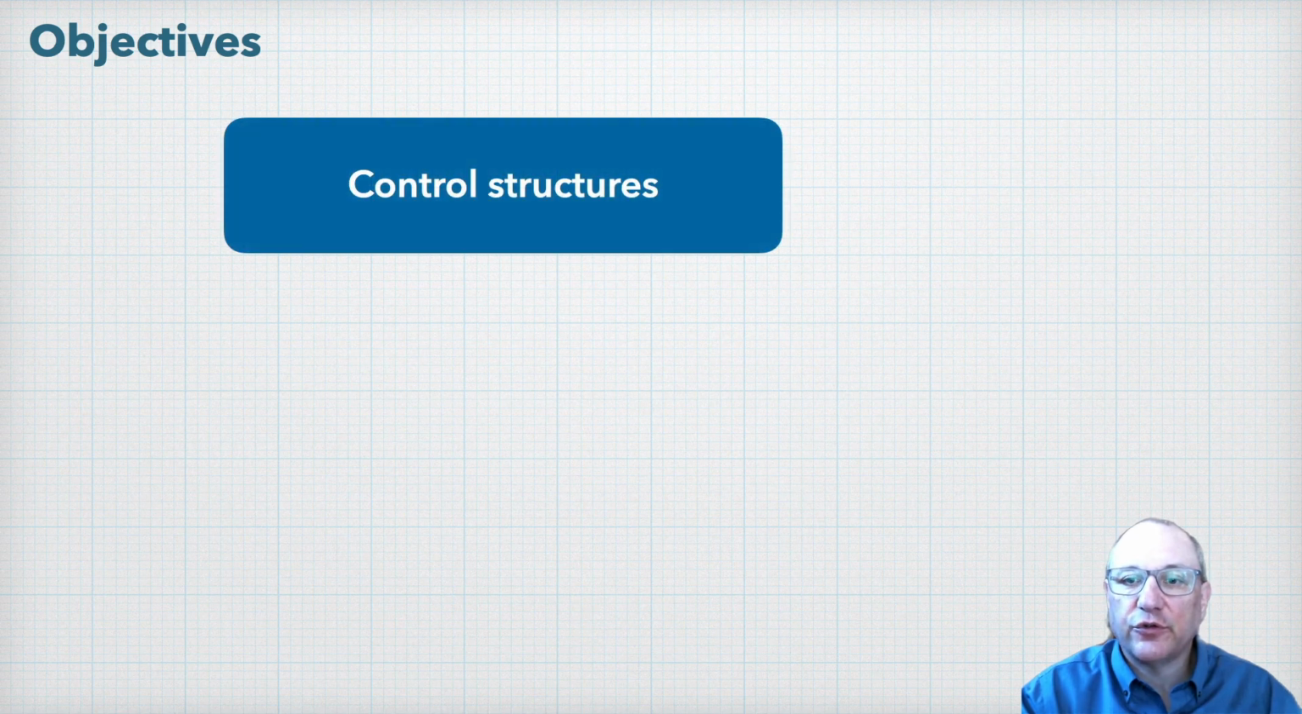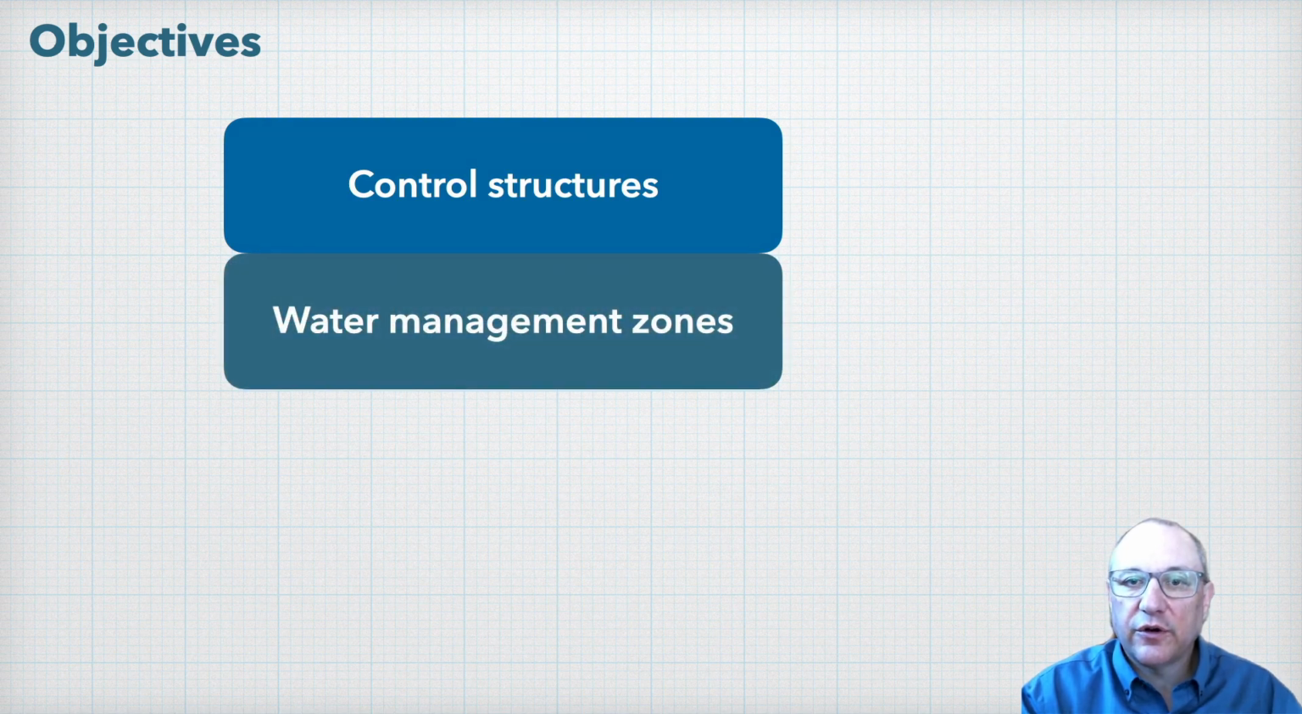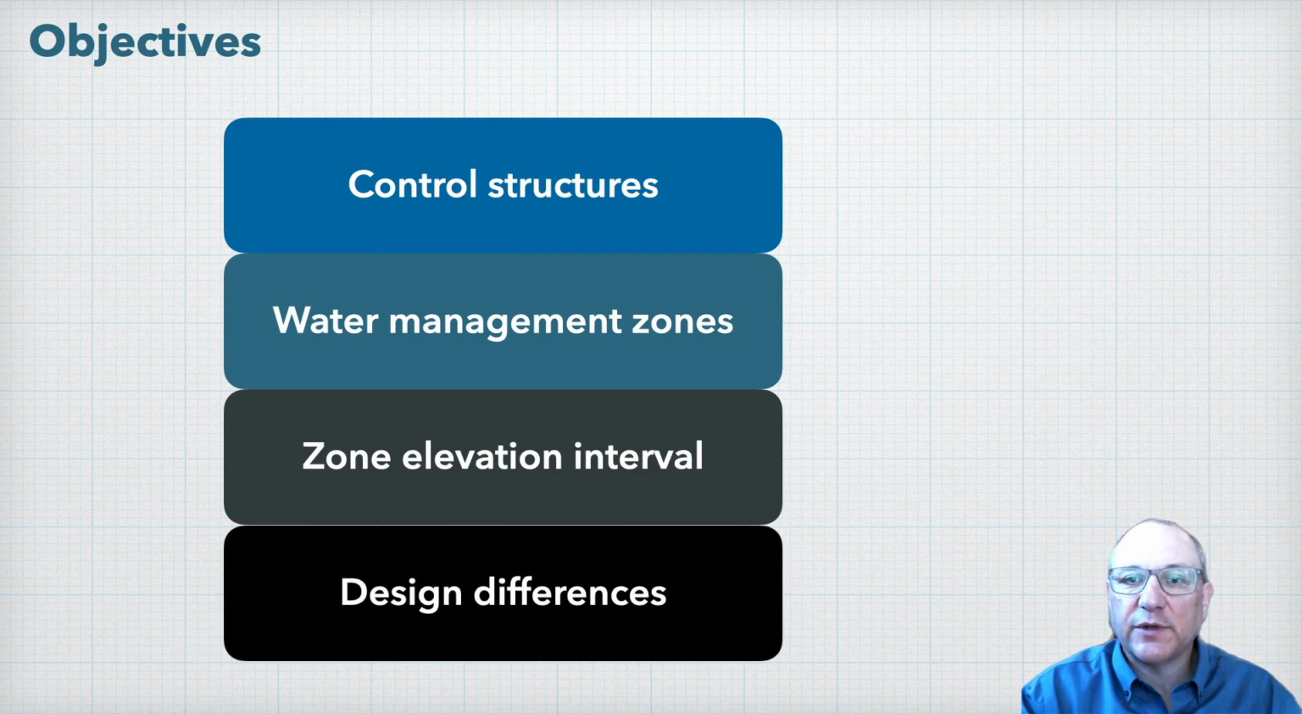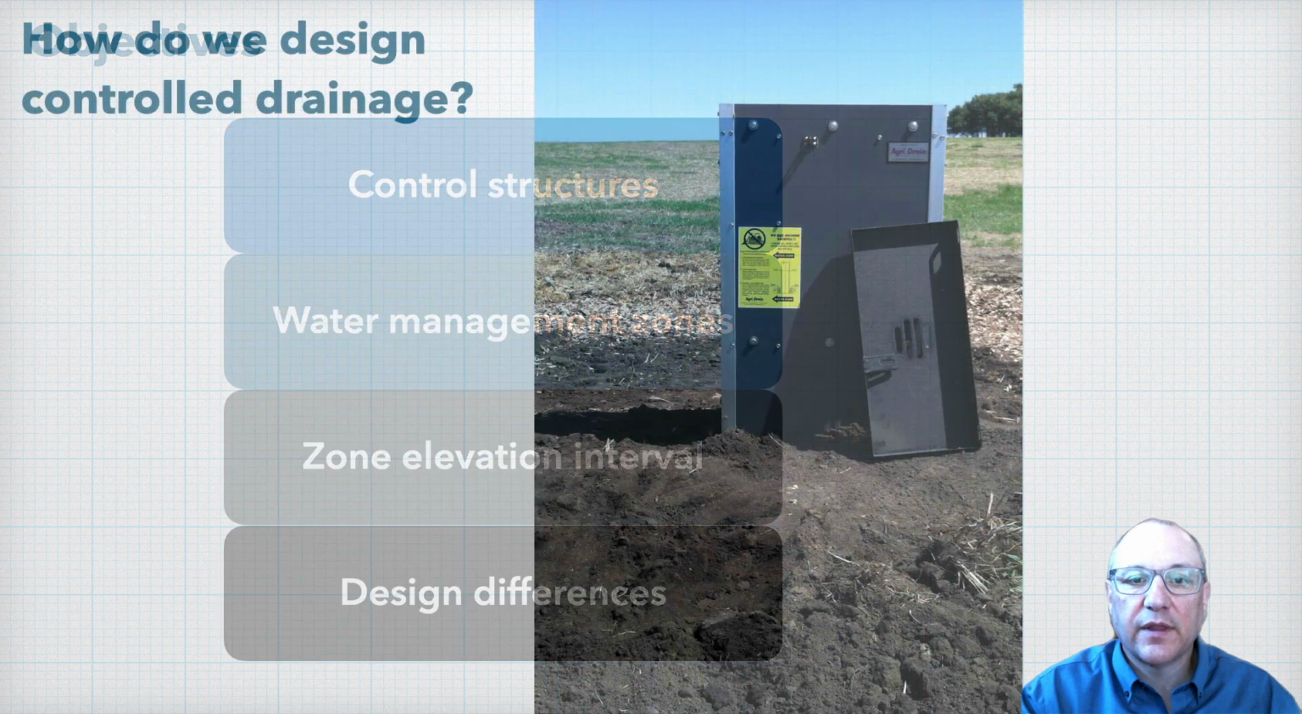Second, understand and explain the concept of water management zones. Third, understand and discuss the zone elevation interval and the design trade-offs that come with that choice. And then finally, understand and describe the differences between the design of controlled drainage systems and traditional drainage systems.